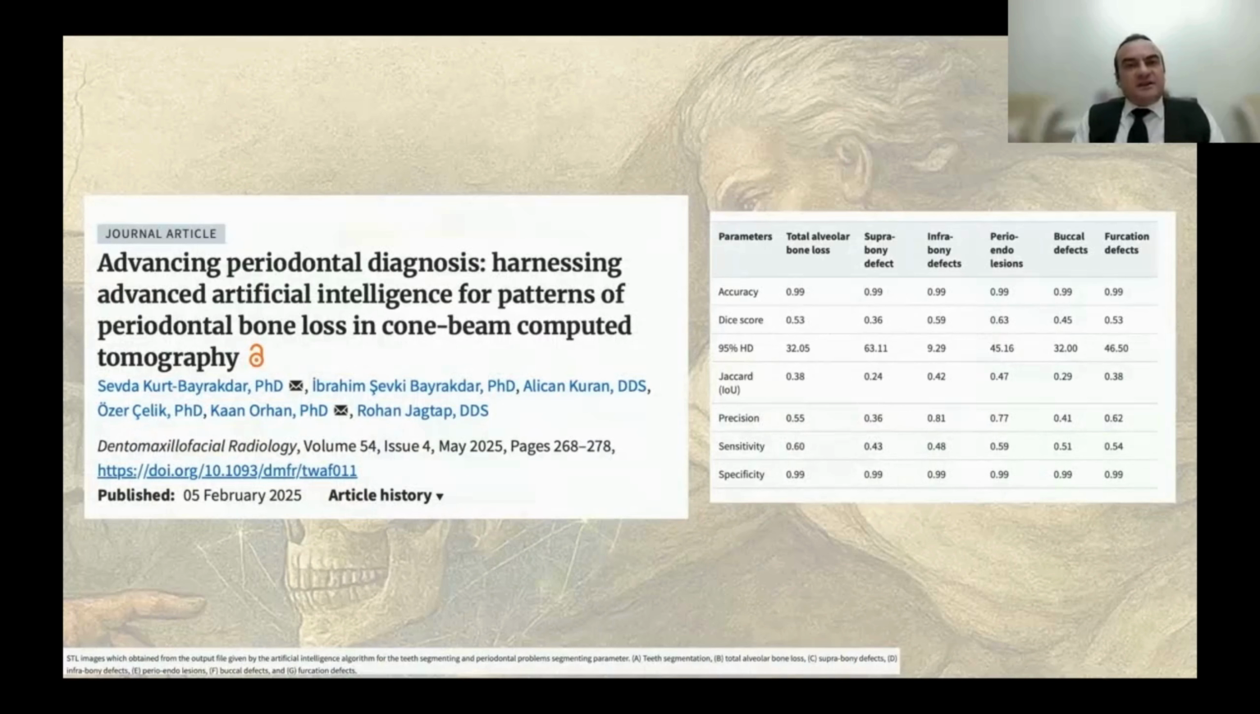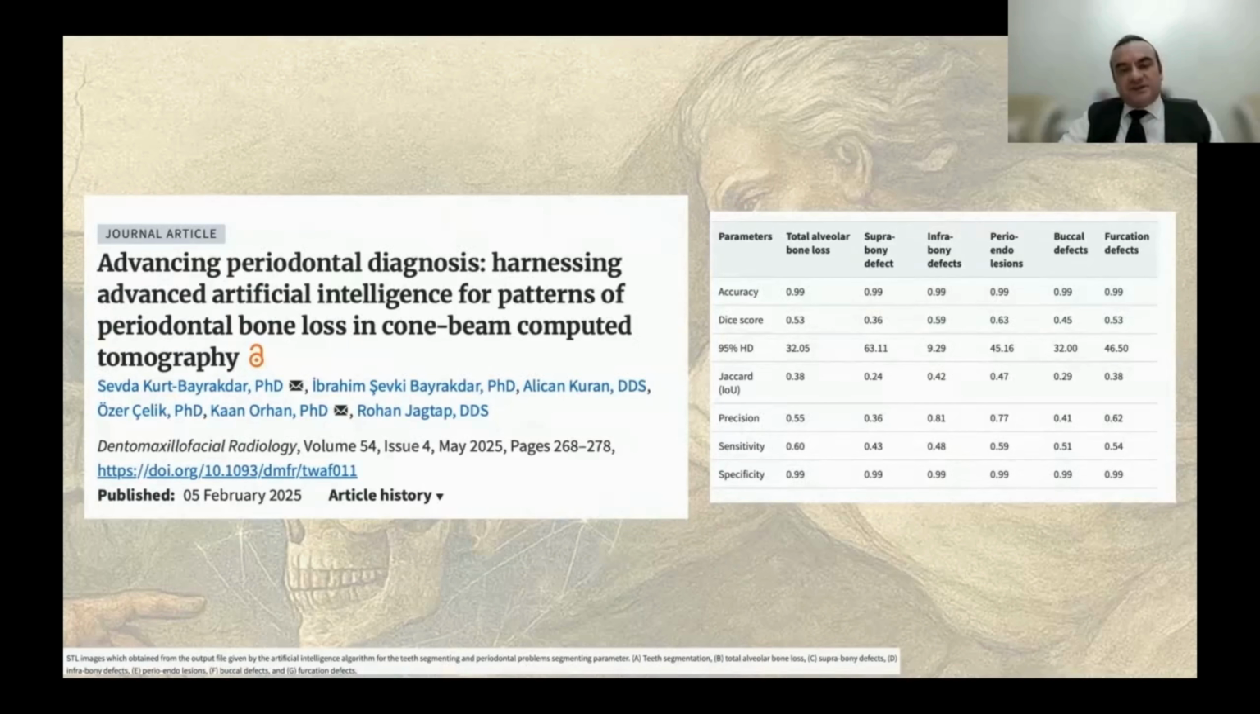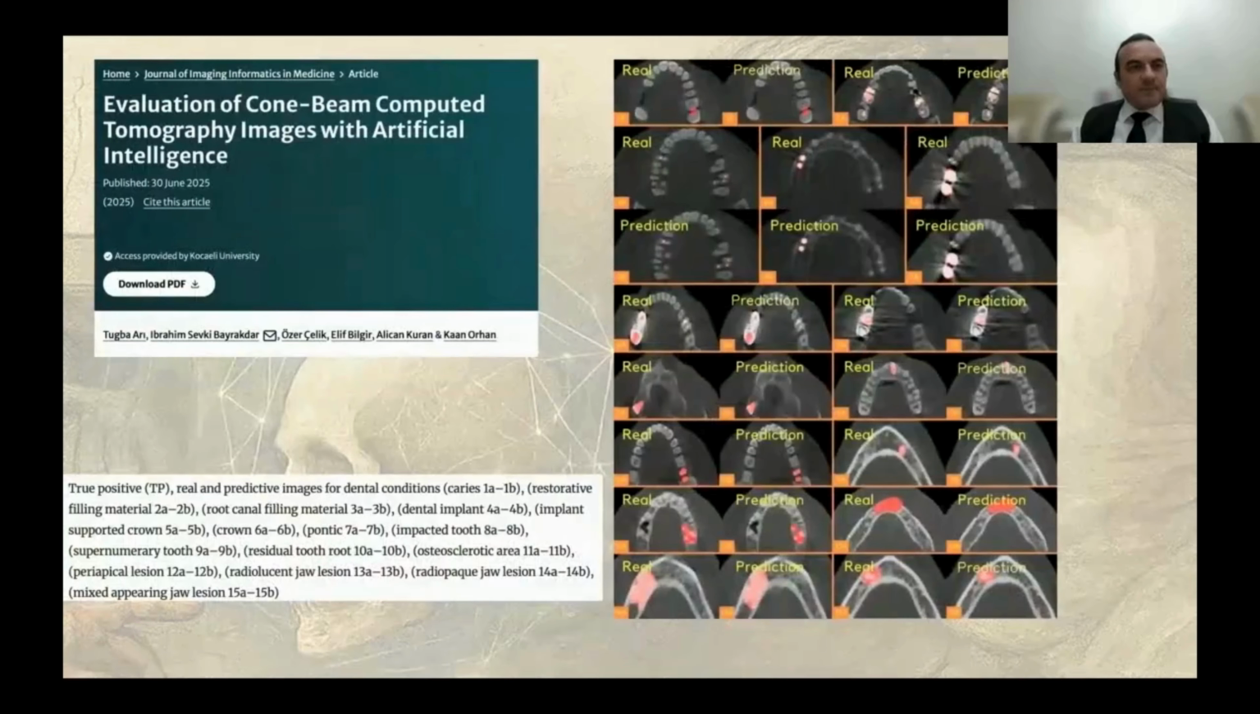In the 3D modality, we are also working on periodontal diagnosis, which is a growing demand nowadays. The artificial intelligence algorithms can detect the patterns of periodontal bone loss in cone-beam CT images. We performed this study in order to understand total alveolar bone loss, supra- and infrabony defects, periodontal lesions, buccal defects, and furcation defects. And you can see that the scores and the accuracy for the detection are quite high.